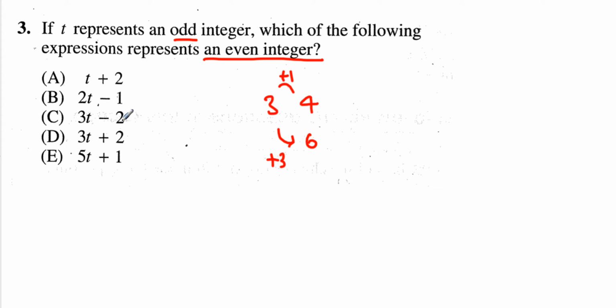So t is an odd number, so when I add or subtract even numbers to another odd number, it's not gonna work. This one is B, even though I'm adding an odd number, 2 times an odd number will already be an even number. Minus 1 becomes odd. So in fact, choice E would have been the answer because 5 times an odd number is still an odd number, and adding 1 makes it even.